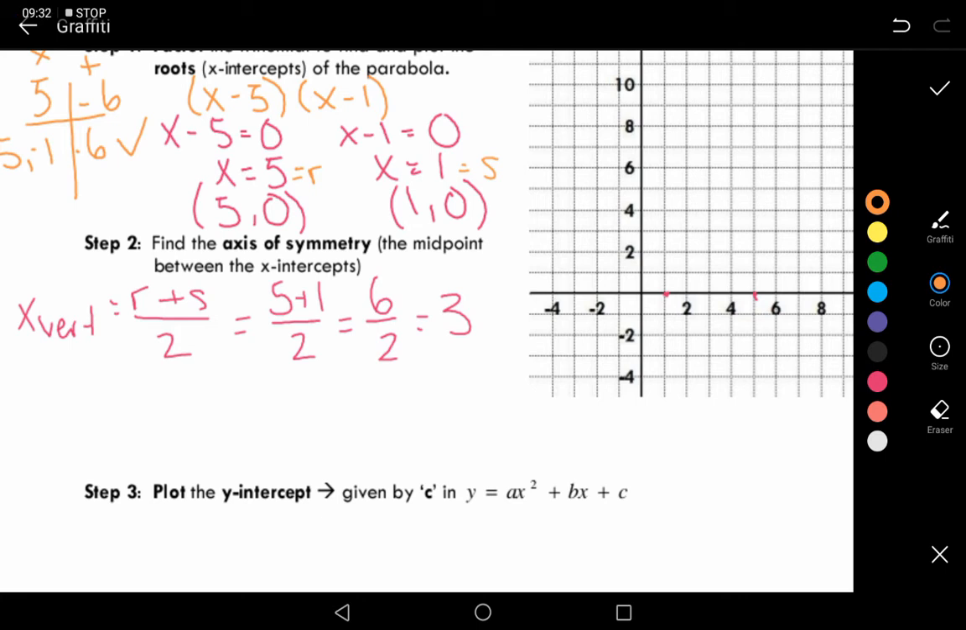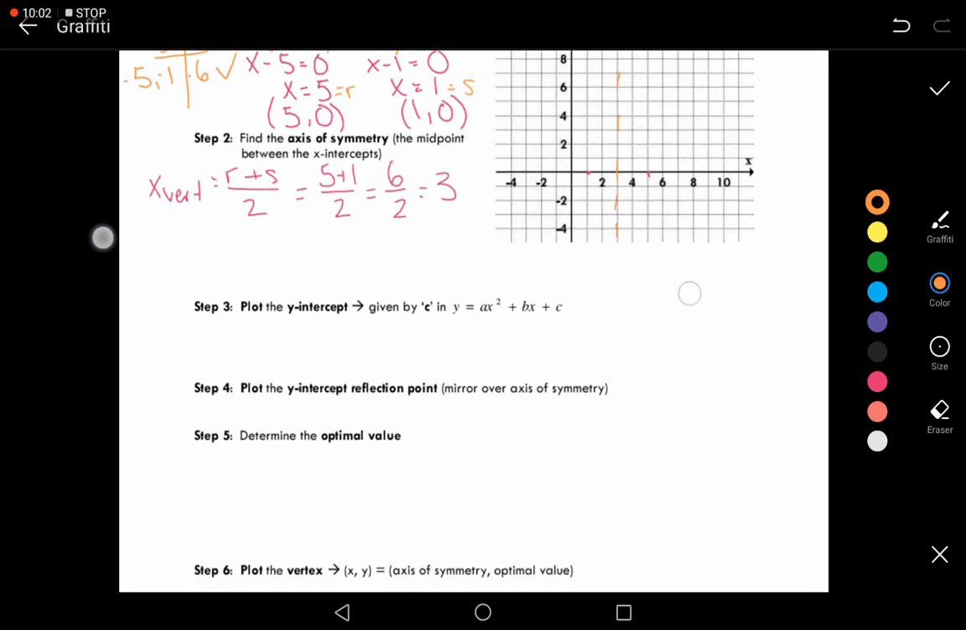So I'm just going to draw a dotted line to represent that equation of the axis. It's at 3. That means that's the middle between 1 and 5. And as you can see, if you look at the actual graph, we're going over 2 from 1 and over 2 from 5. So we know that, yep, we did that math correctly. That is the middle point.